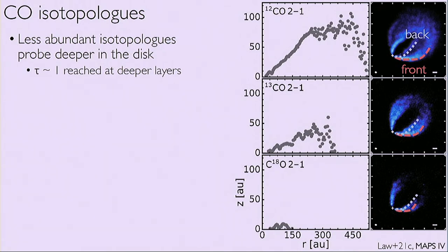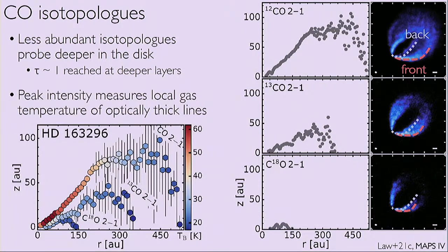What's powerful about this method in combining the CO isotopologues is not only can we map from the upper atmosphere of the disk down to the midplane, but if we take the peak intensity at each point here, we can actually map out the 2D empirical temperature structure. So now you're seeing this all put together for HD 163296, the upper layer here in 12CO, and then the midplane layer here in C18O. And again, the assumption we had to make is that these lines were optically thick, but that is the only assumption we had to make.